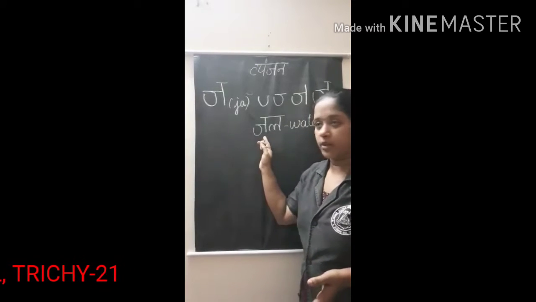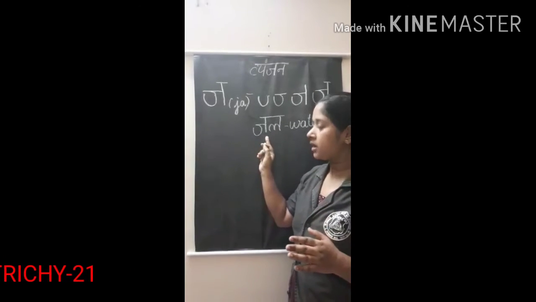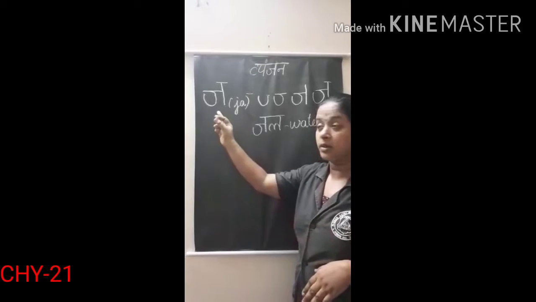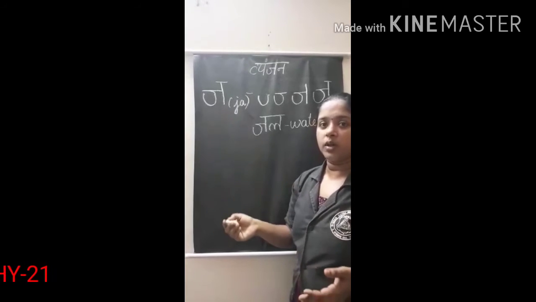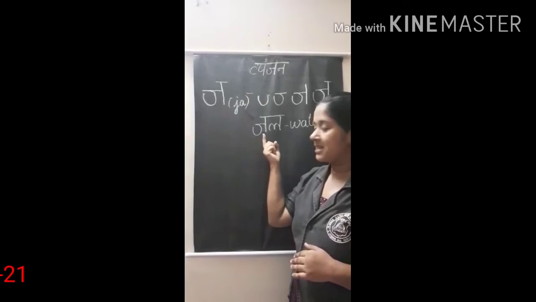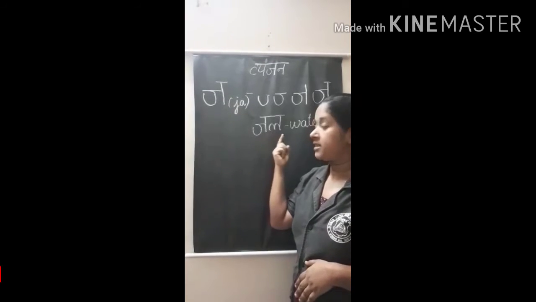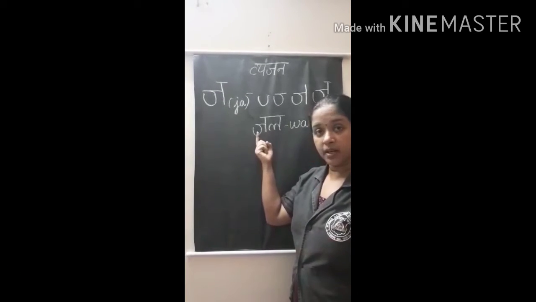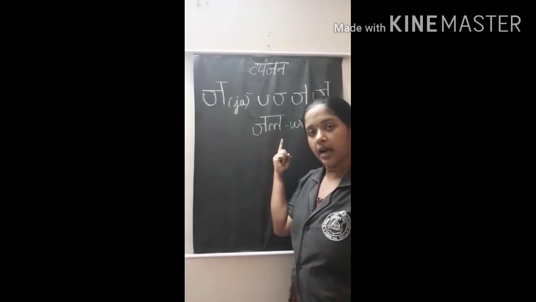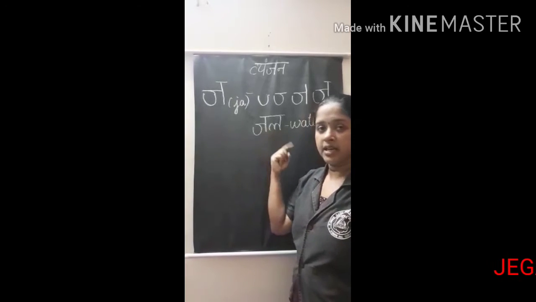Since we are studying the vyanjan ja, the particular word which starts with the vyanjan ja is jala. This word jala is a two-letter word. This is the vyanjan ja, this is the vyanjan la. Both are different. So ja, la, jala.